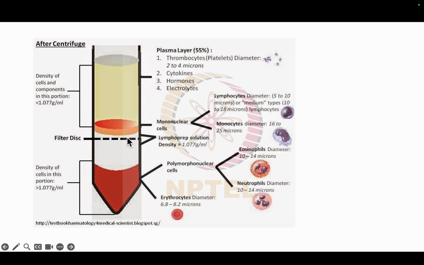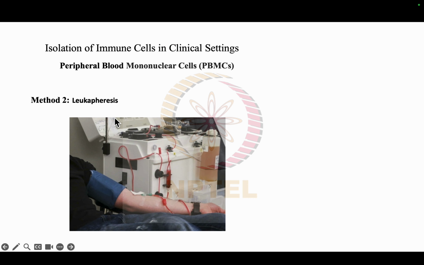Then there will be a filter disc, which is the lymphoprep solution density, okay, the cushion you use. Then you will get RBCs. This layer will contain polymorphonuclear cells, which are eosinophils and neutrophils, and erythrocytes or RBCs. So the density will be more than 1.077 gram per ml.